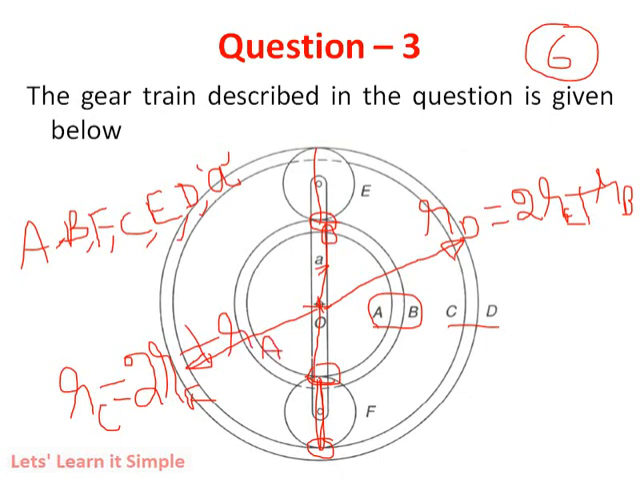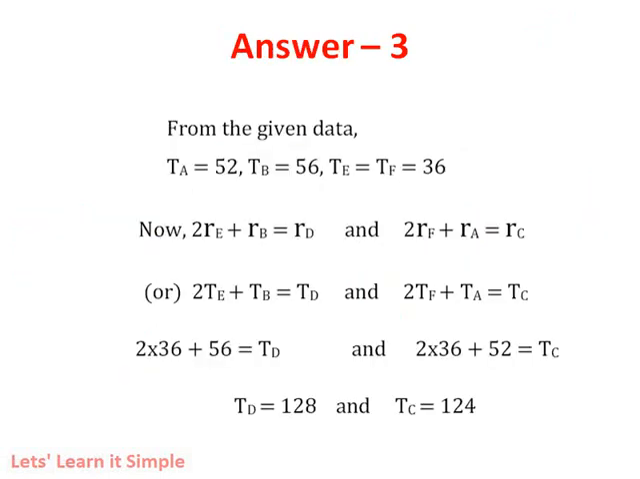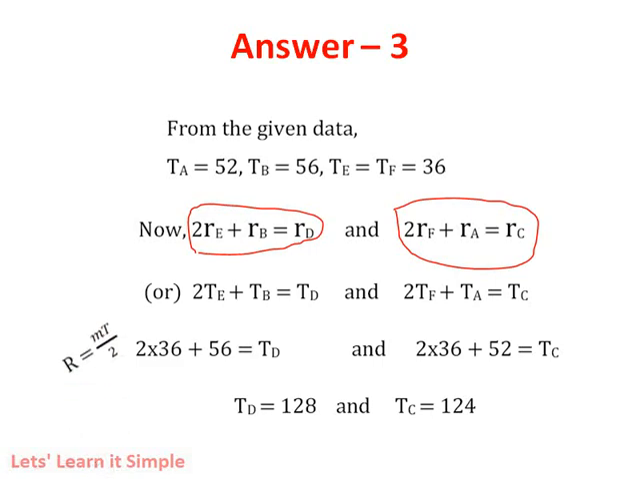So RD is equal to twice RE plus RB, and RC is equal to twice RF plus RA. So this is mentioned here, which we got from the geometry of the given problem. What is R? Pitch circle radius.